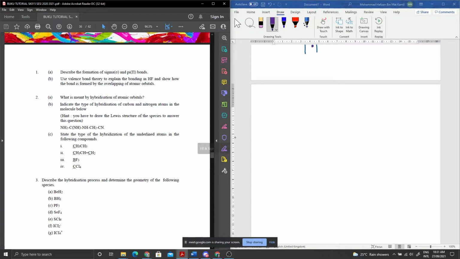Untuk soalan ni, so let me tengok dulu, bincang dulu on question number 2. Okay. Question number 2. Question number 2 C. Okay. 1. So cara dia minta hybridization. Saya nak sebut pun salah lah. Hybridization of the underlying atoms in the following compound.